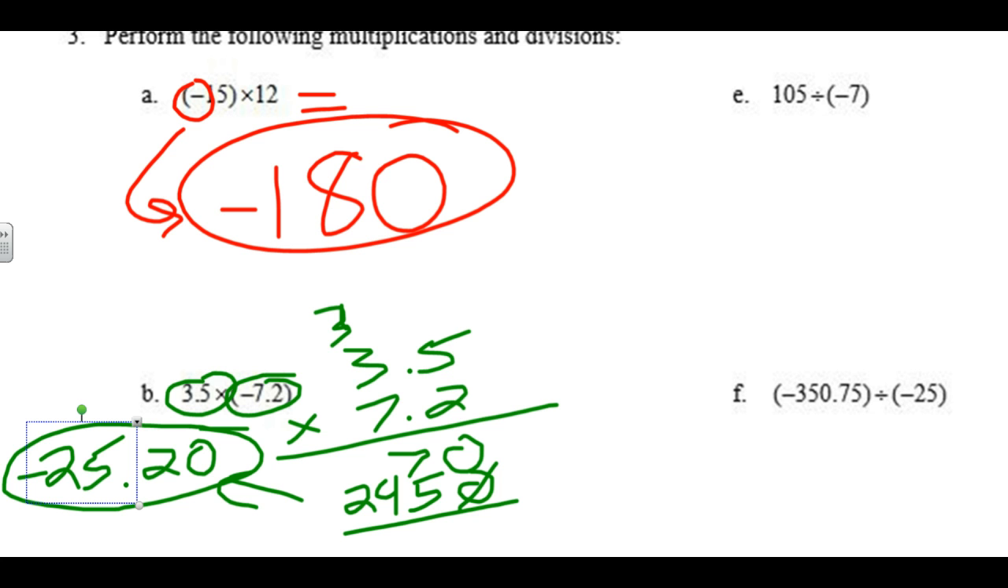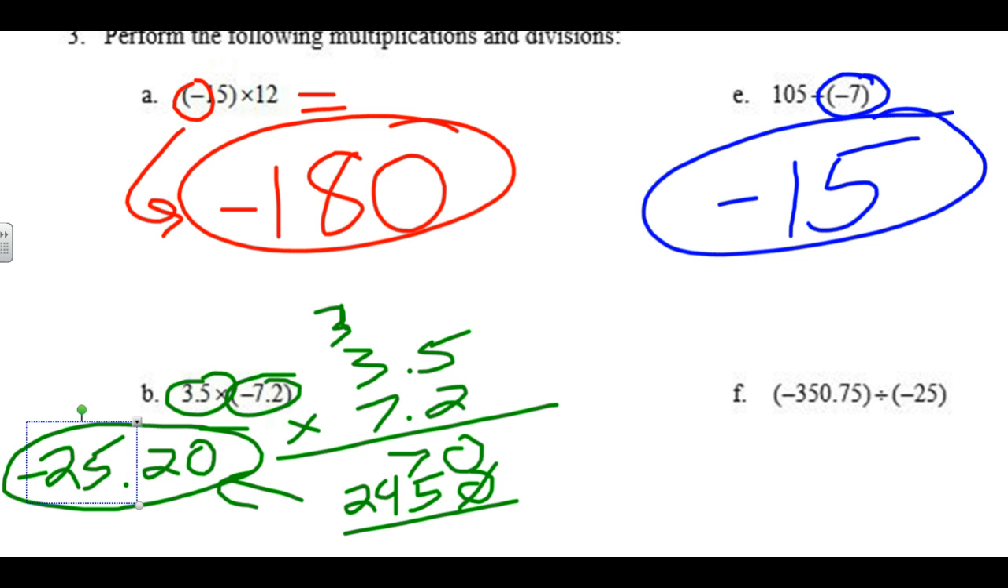Now let's go over to E and F before we scroll down. 105 divided by 7 is 15, because 7 times 15 is 105, but one of our numbers, and only one, has a negative sign. They have different signs, so our answer is negative 15. And with F, we have 350.75 divided by negative 25. I'm not going to go through the actual division process here.